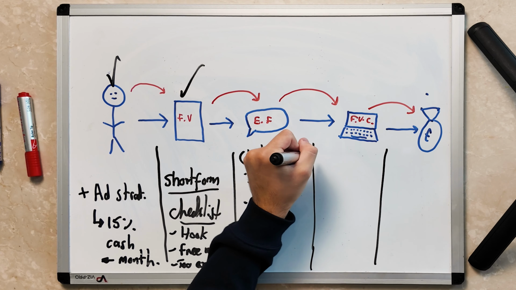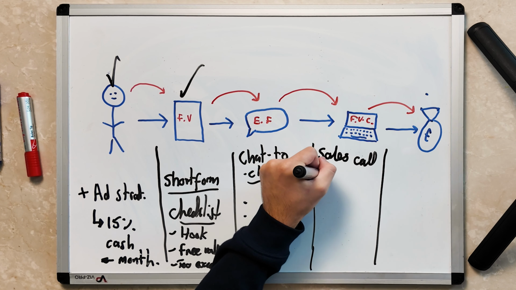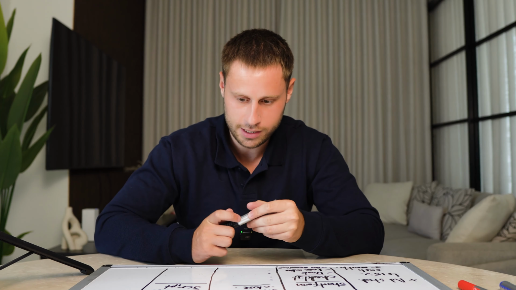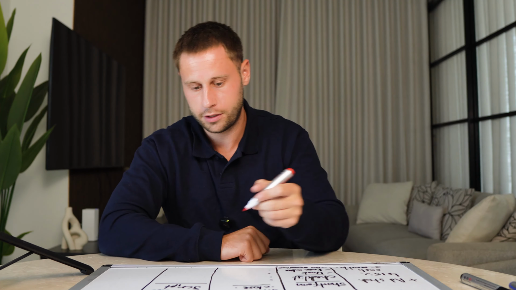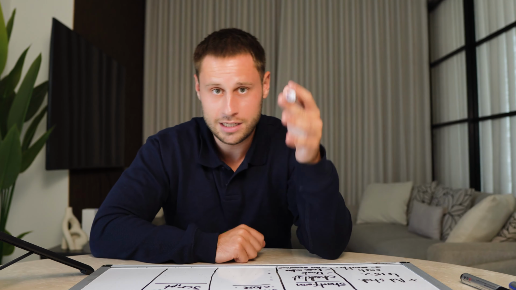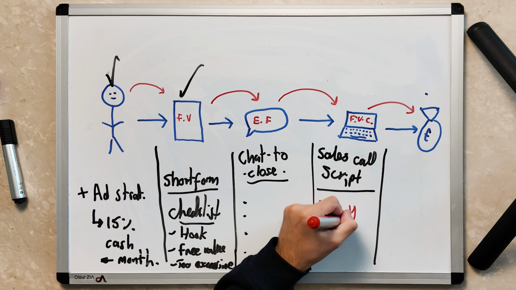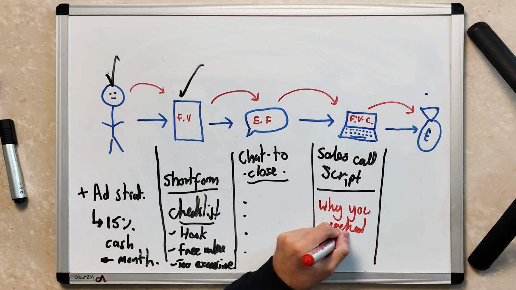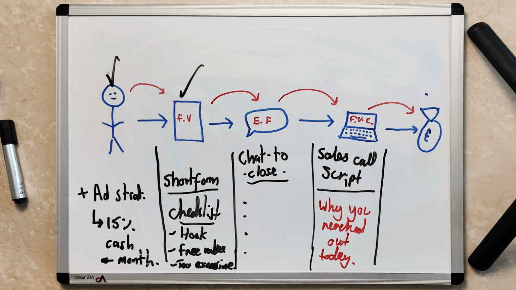And then here, this is where we need to use the sales call script. The absolute key here is to start our sales call with our golden question, which I've covered in previous videos, which is, can you tell me more about your business and why you reached out today, or why you're on this call, whatever it is.